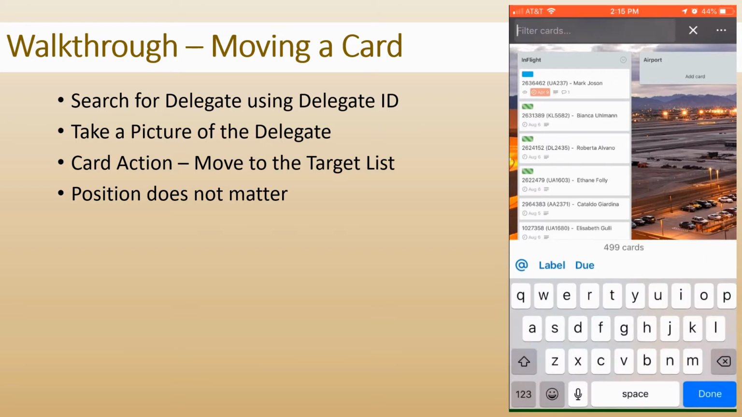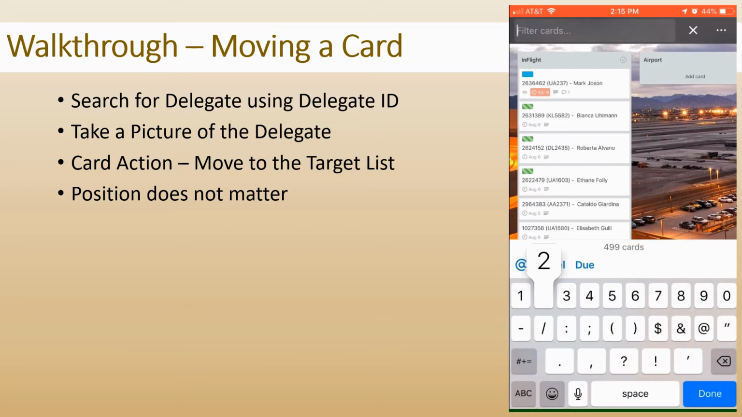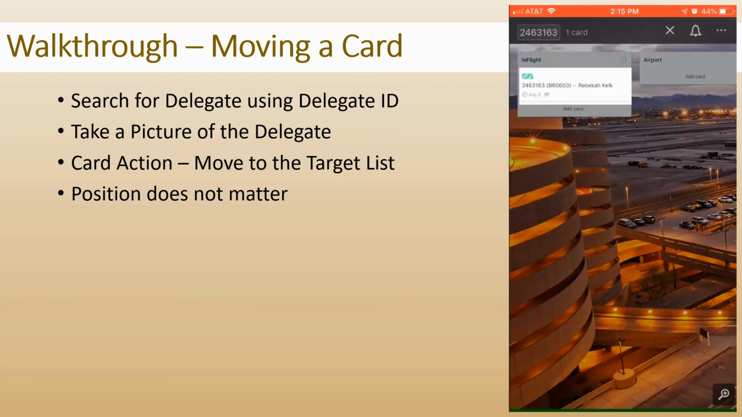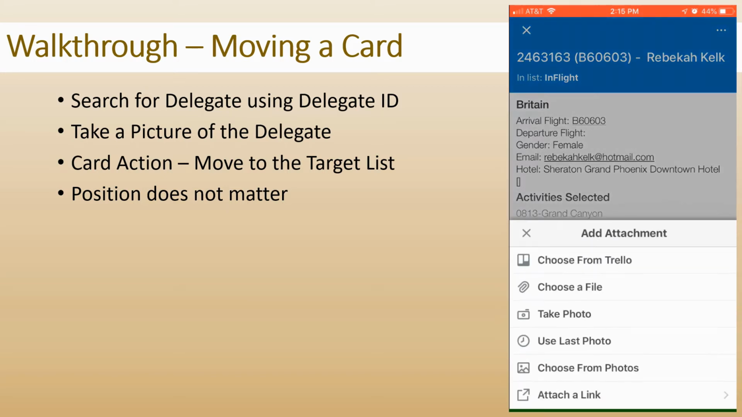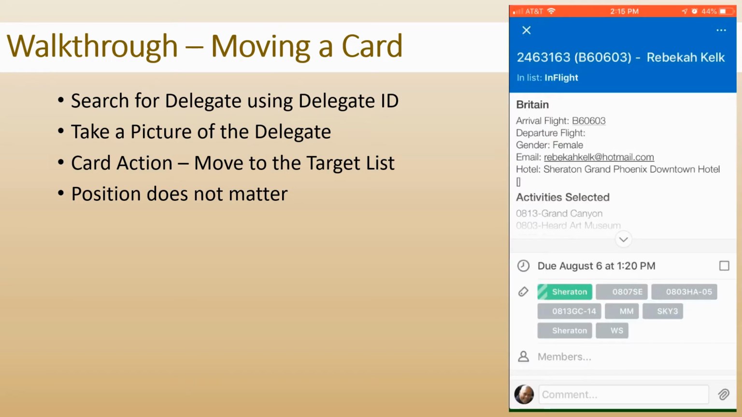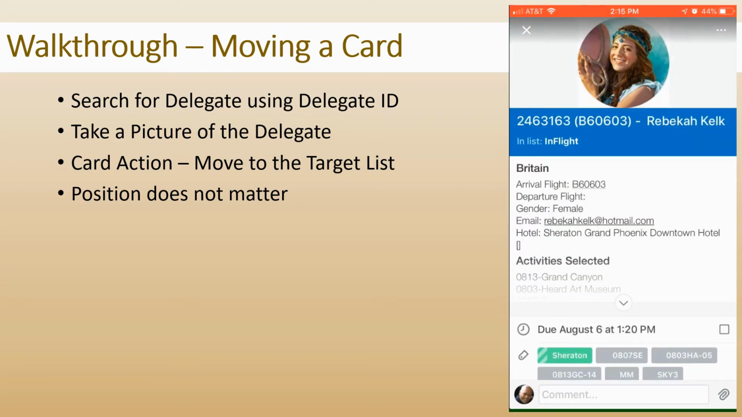To move a card from one list to the next, you first need to search for the delegate by ID number. If you have entered it correctly, only one card will appear and will match the name you are targeting. Click the card to open it. Depending on your volunteer position, you may be asked to take a picture of the delegate. This is done by clicking the paperclip icon and taking a photo. Then you will click the 3 dots at the upper right corner of the screen to select a card action. You will select Move Card.